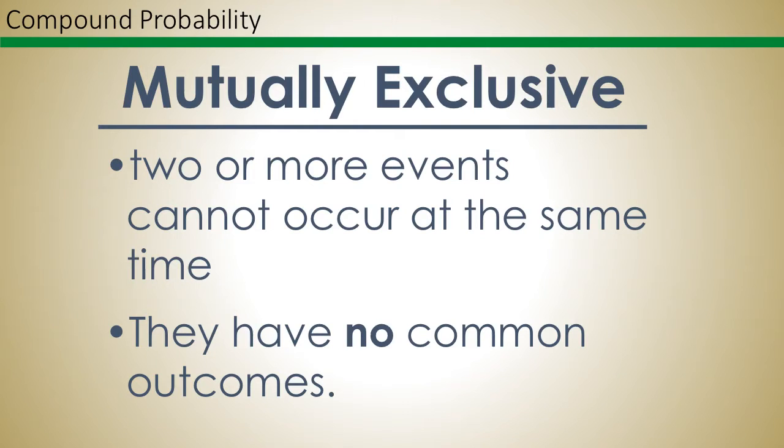For example, if I was playing with a deck of cards, the probability of me selecting a king or a queen, I cannot pull a card out that is both a king and a queen. Those would be mutually exclusive. Or if I selected a random student, boys and girls would be mutually exclusive. I could not pick someone who's both a boy and a girl, and so on. There are many different examples of that.